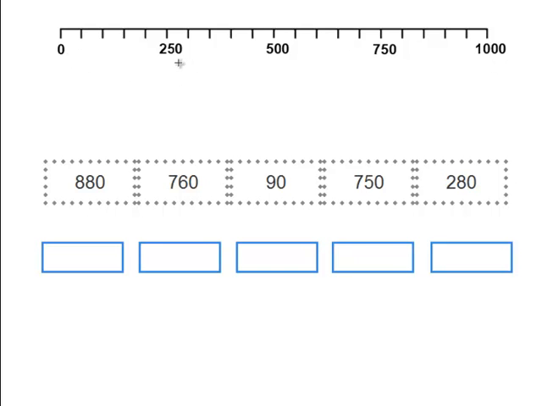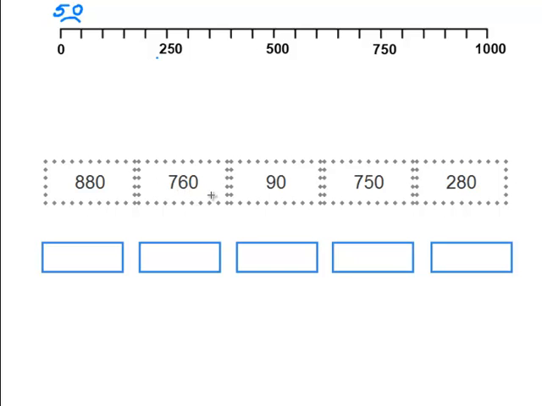Now, in between these numbers, you see little lines, and each line represents 50. So it goes 0, 50, 100, 150, 200, and as you can see, 250. So just remember each little line is 50. Alright, so what we're going to do is put these numbers on the line.